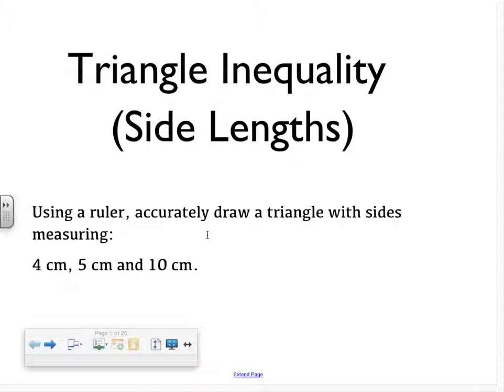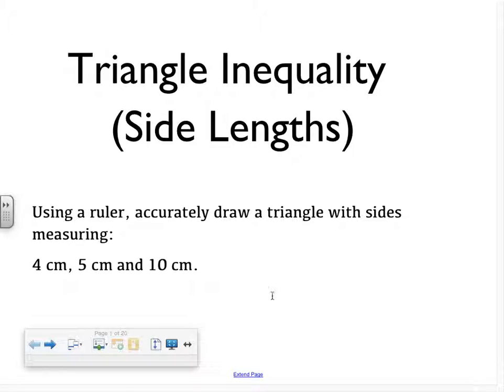So the applet that you're playing with prompts you with questions like this, like could you make a triangle with the sides 4, 5, and 10? And if you tried, you would fail. Oh, I have to plug this up. Because you have this longer side of 10.